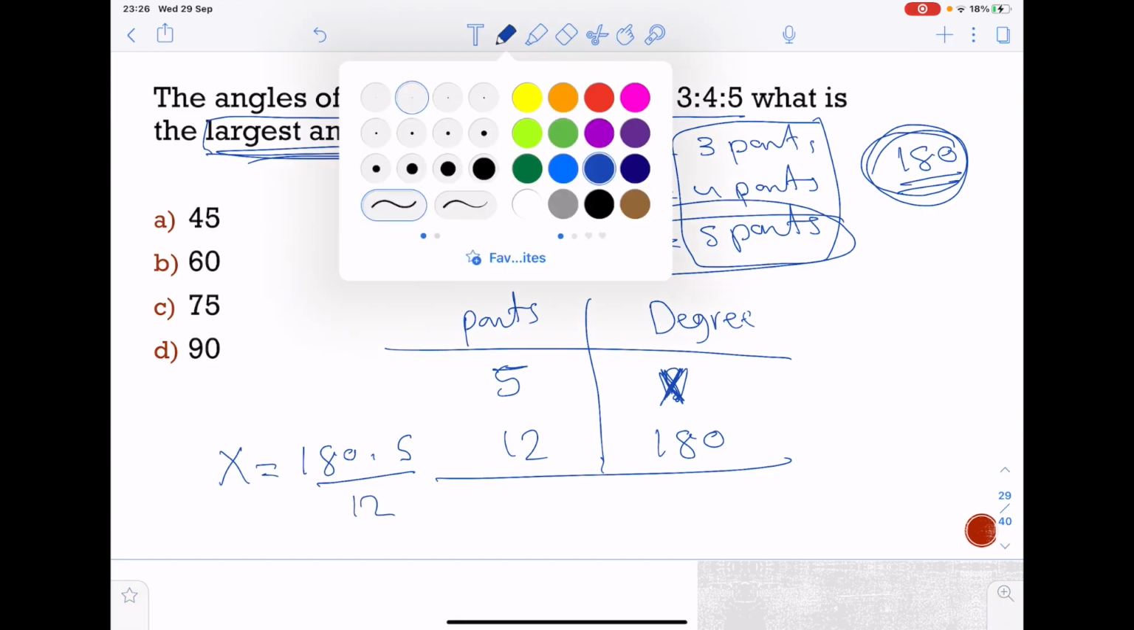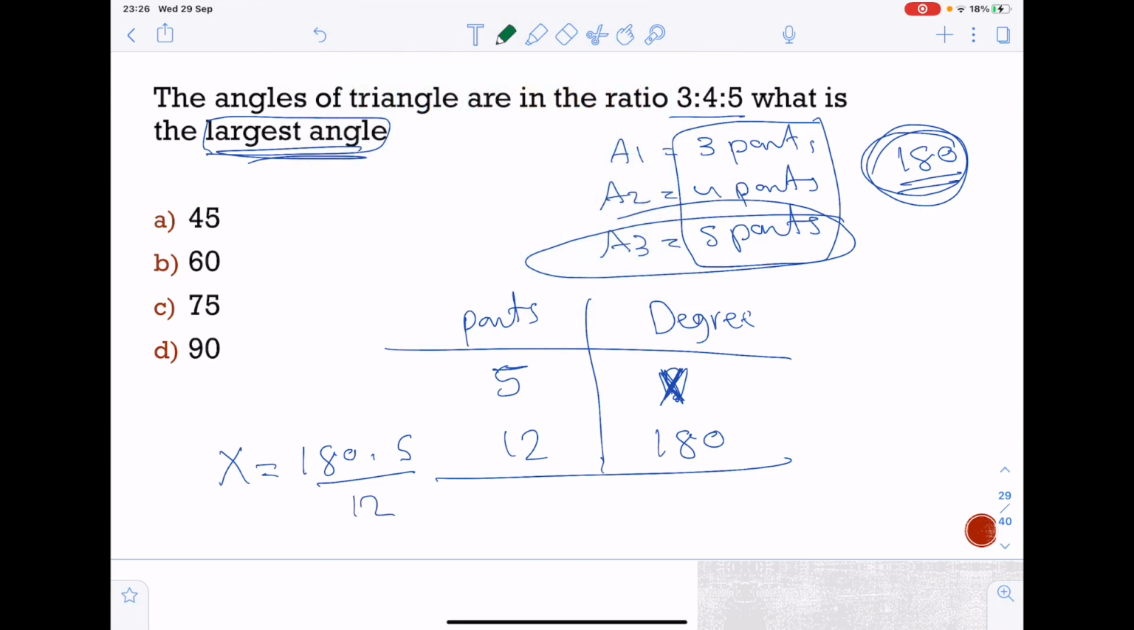We can simplify this by, for example, here 12 is 6 times 2, and 180 is 6 times 2 times 3 times 10.